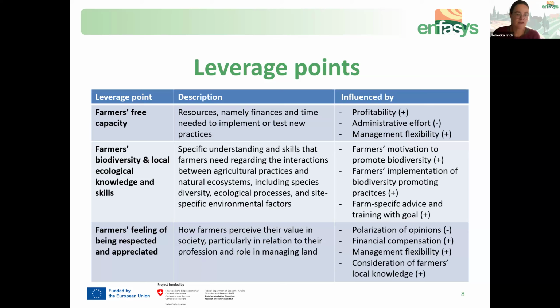And yeah, the factors that influence this leverage point are polarization of opinions, what I just referred to, financial compensation, management flexibility, and the consideration of farmers' local knowledge.